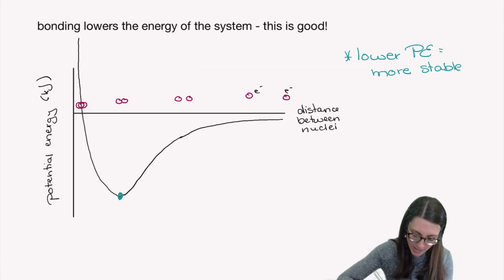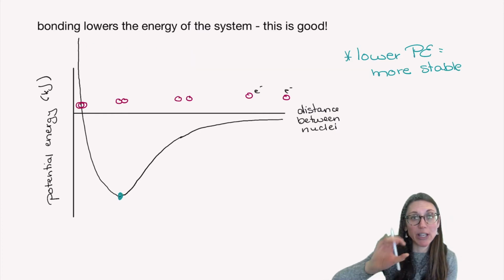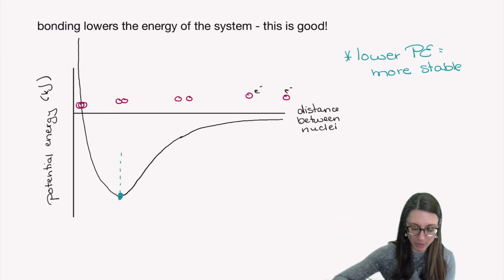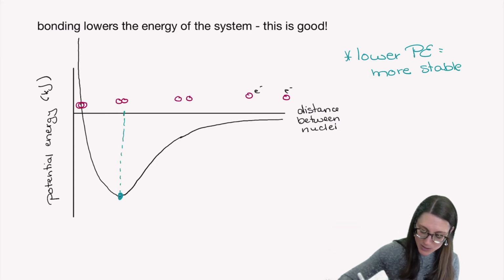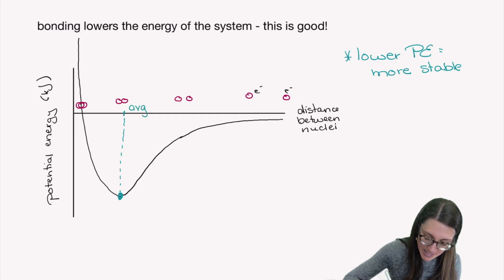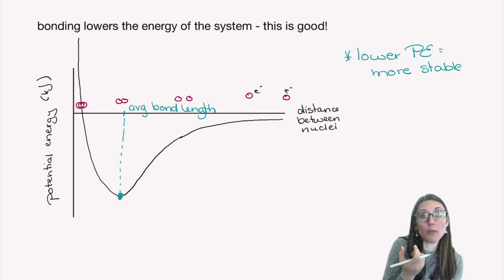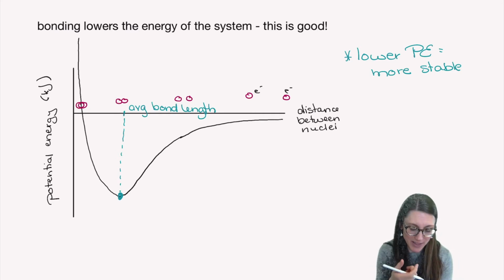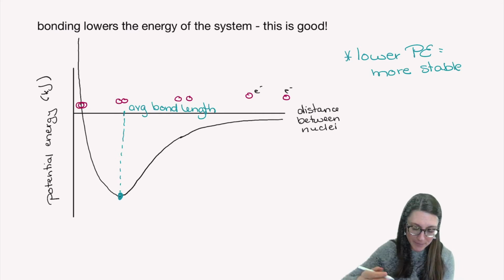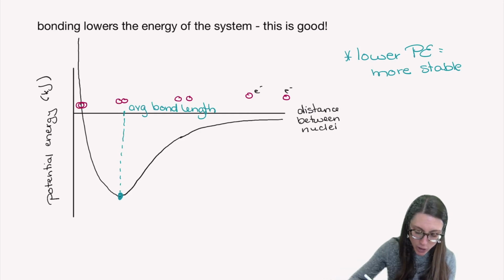And that sweet spot is this lowest potential energy point along this diagram, along this curve. And the length that this corresponds to is the average bond length for our covalent bond, for this sharing of electrons to have the best positive-negative attractions between the electrons and both nuclei. So that's kind of the lowest potential energy.